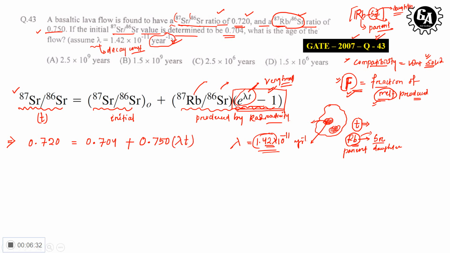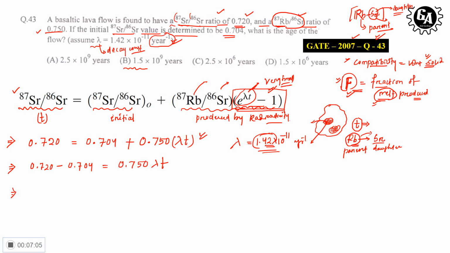Okay, but if you use this e to the power lambda t minus 1, then the answer will be correct, no problem. But it will not fall in this range, though approximately you can get the answer. But let us use only lambda t. So what we can find out is 0.720 minus, this is plus, it will come to this side, 0.704 is equal to 0.750 lambda t.